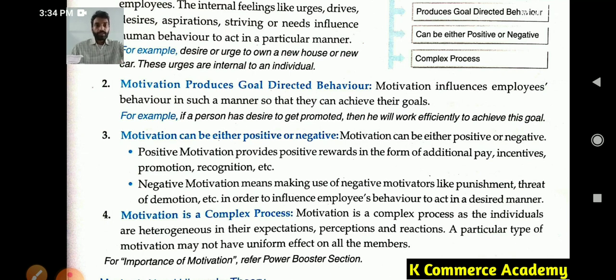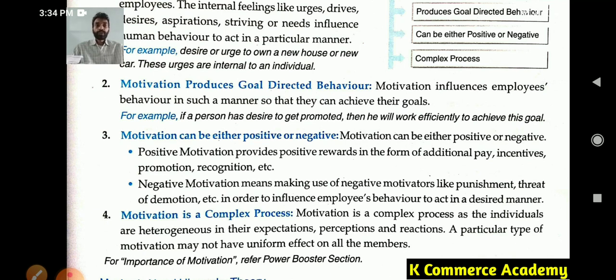So what is written here, just see. Motivation is a complex process as the individuals are heterogeneous. Heterogeneous means having differences on the basis of taste, expectations, behavior, characteristics, nature. Heterogeneous in their expectations, perceptions, and reactions. A particular type of motivation may not have a uniform effect on all the members. If you provide an incentive of high salary, it may be possible that out of a group of 10, 5 get motivated and another 5 may not get motivated by the option of high salary.